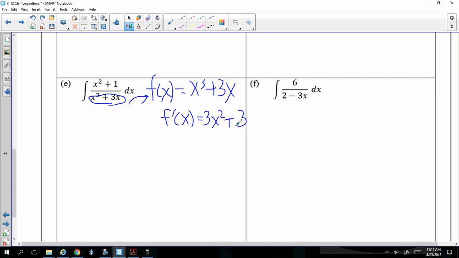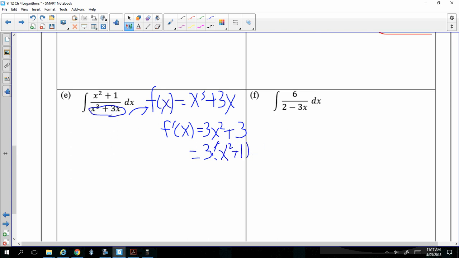Now, obviously, this is different from the numerator, but they're not completely different. They look very similar, because if I take the common factor 3 out, I get 3 bracket x squared plus 1. So you've got an extra 3 in front. That means I need to put an extra 3 in front of the integral.